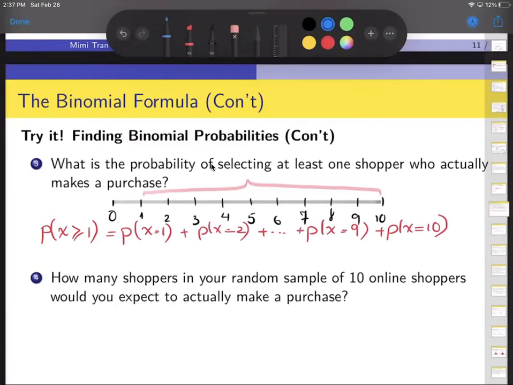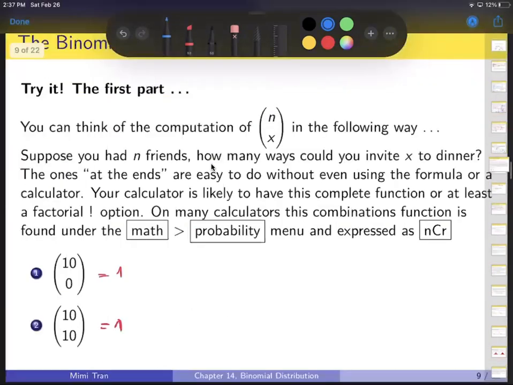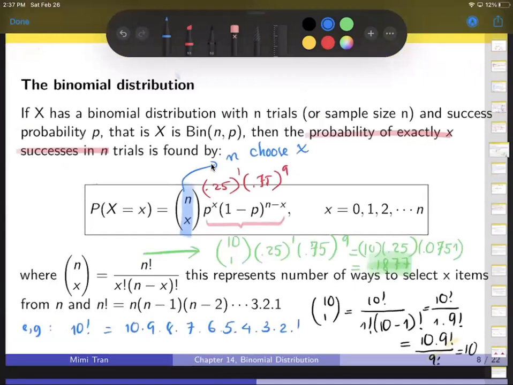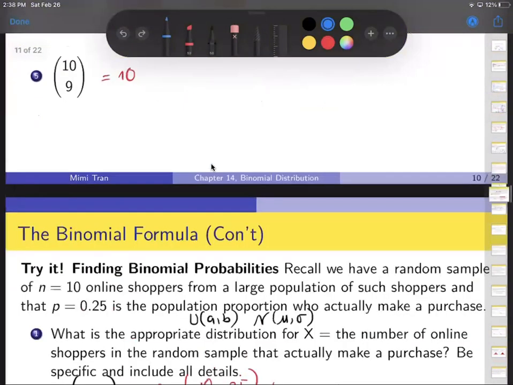So we use the complement rule. P(X >= 1) is the same thing as 1 minus P(X = 0). I just subtract that out and you've got the rest. So it's equal to 1 minus the probability that X equals 0. We use the formula, remember P(X = x). Here X equals 0, just plug it in: 10 choose 0. Well, n here is 10.